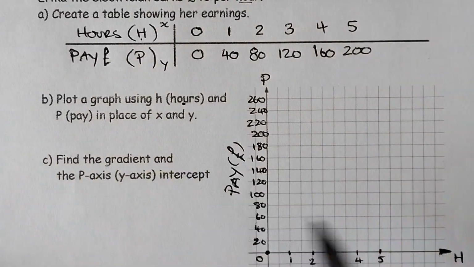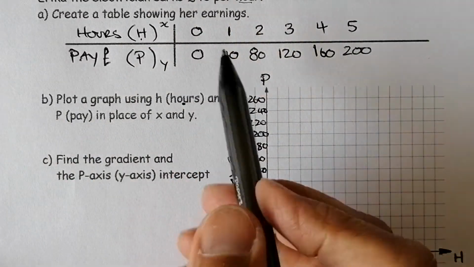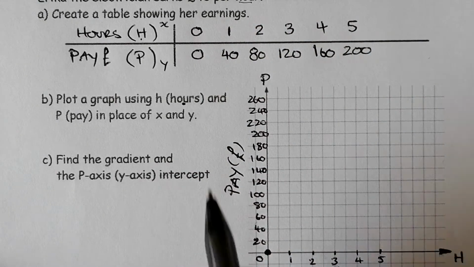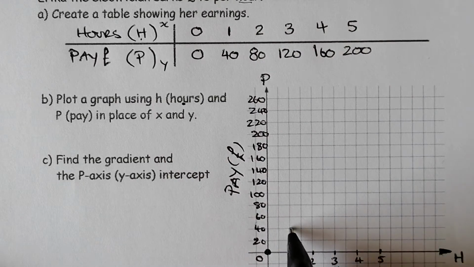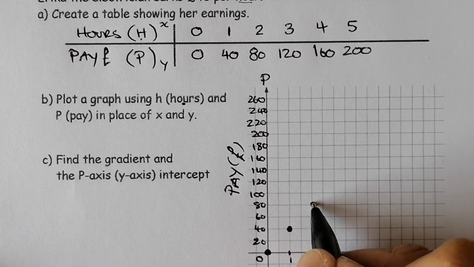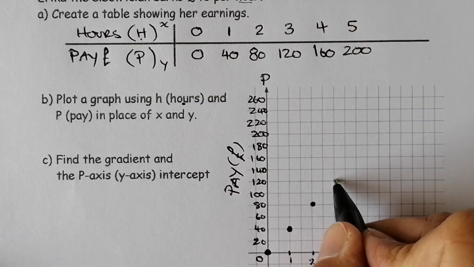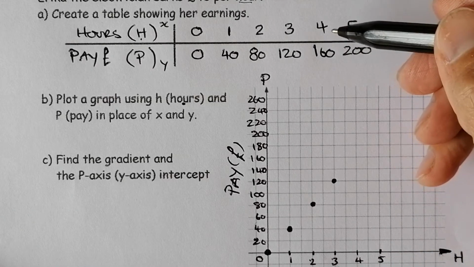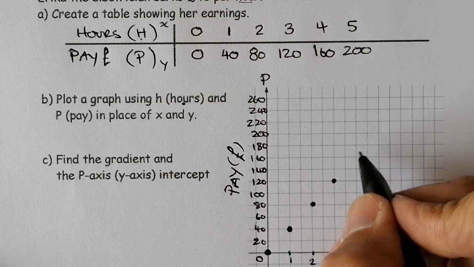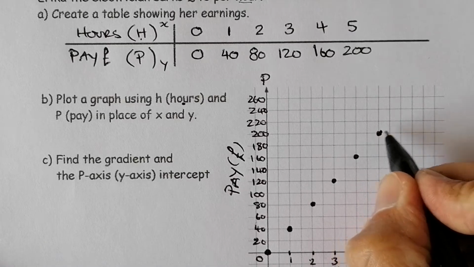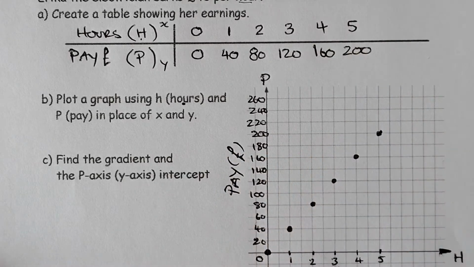So what I'm going to do is plot the graph, and remember these will be my coordinates. So 0, 0 is my first one, so I've already got a dot there. So there's 0, 0. 1, 40, so 1 along and 40 up, there we go. 2, 80, 2 along and 80, and there we are. 3 and 120, and there we go. You can see it's starting to form a straight line for us, or a linear line. And we're going to go for 4, 160, and finally 5, 200. Okay, and if I've worked these values out, that should form a straight line.